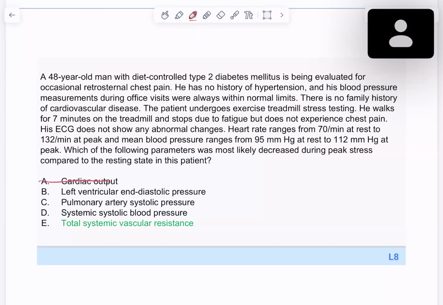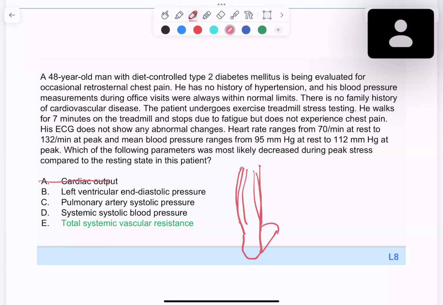So A is out. Now, as for B, B is not the correct answer, and I'll tell you why. You guys remember where the veins in your body are usually located in your lower limbs? If you have a foot here, this is your foot. And this is your muscle here. So you have muscle fibers like this. In between your muscle fibers is your vein, right?